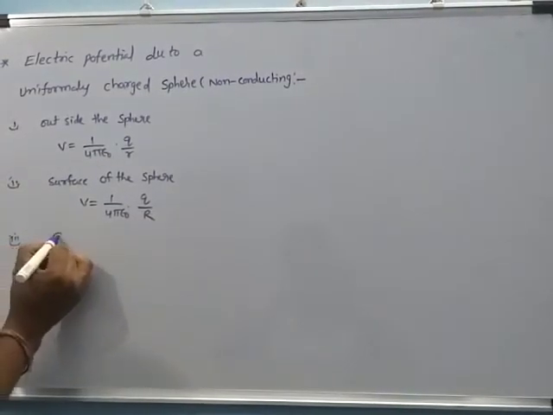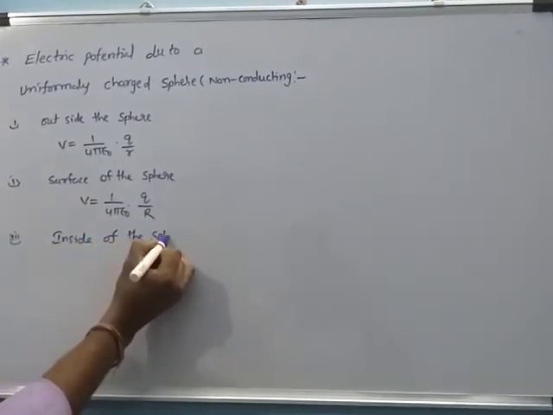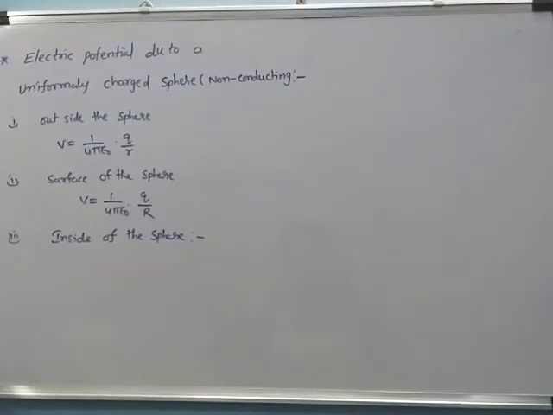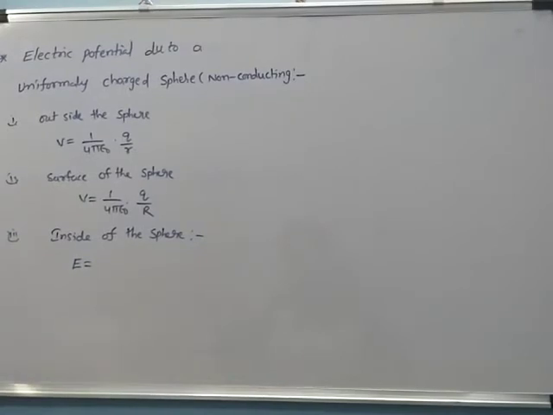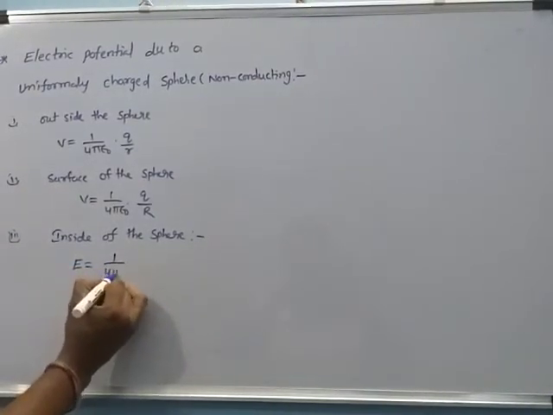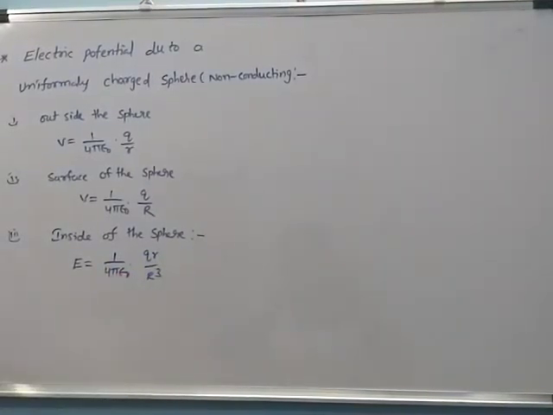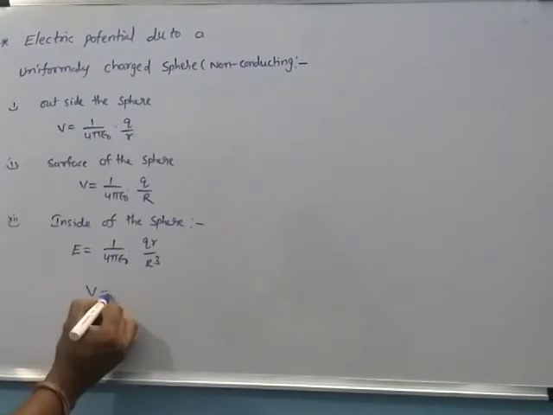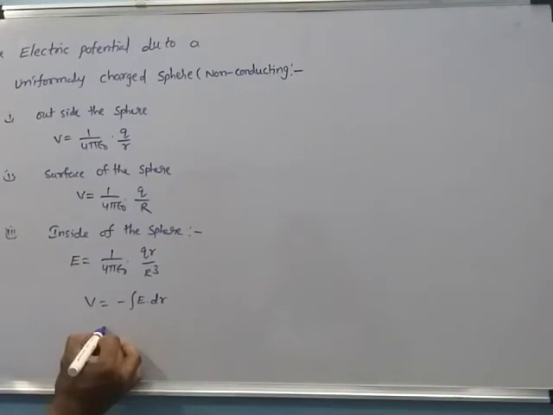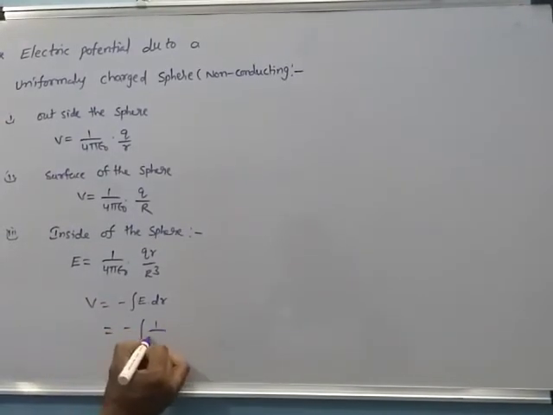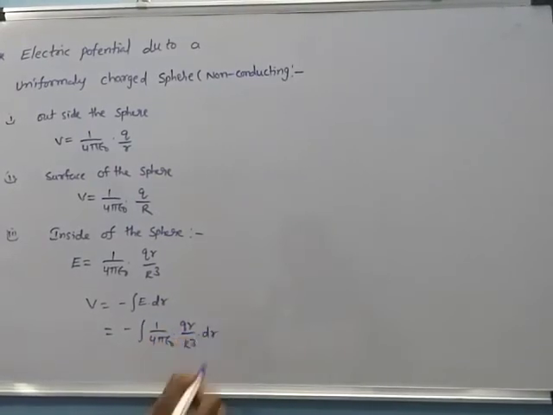That is inside of the sphere. Now for the electric field inside, the formula is E is equal to 1 by 4 pi epsilon naught Q into r by R cube. Then we can write the electric potential V is equal to minus integral of E dr, that is, the integration of 1 by 4 pi epsilon naught Q into r by R cube into dr.